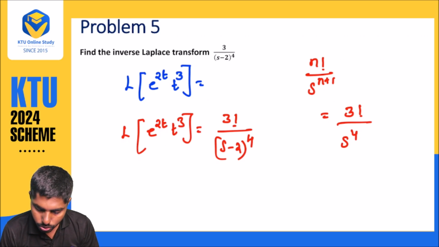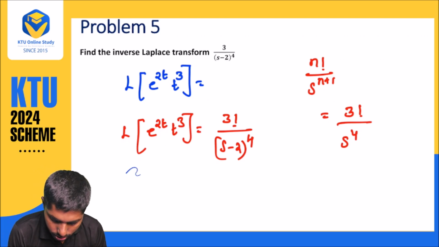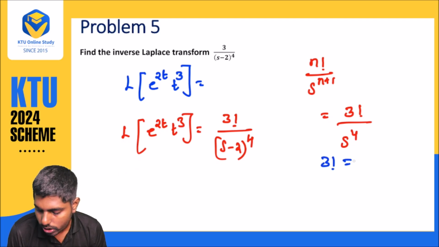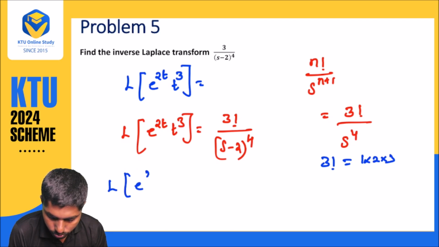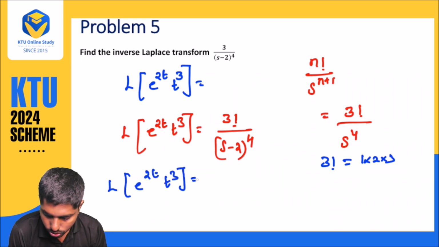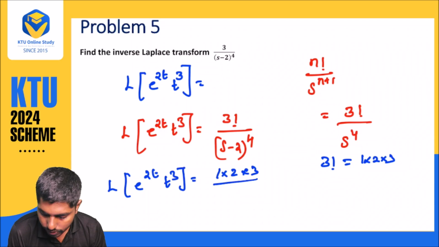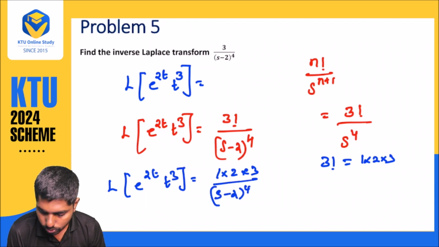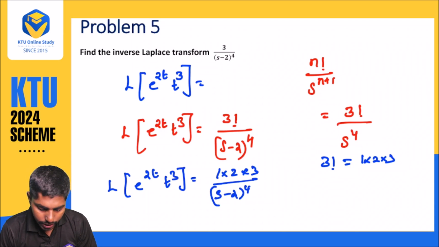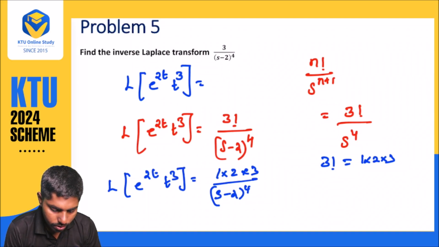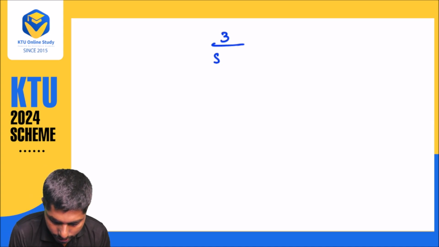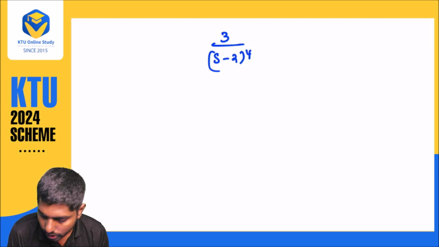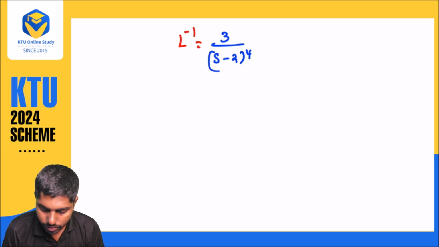But what is given in the question? What is 3 factorial? It is nothing but 1 into 2 into 3. So L of e to the power 2t t cube is equal to 1 into 2 into 3 divided by (x minus 2) to the power 4. But in the question they have asked about 3 divided by (x minus 2) the whole power 4, with L inverse.